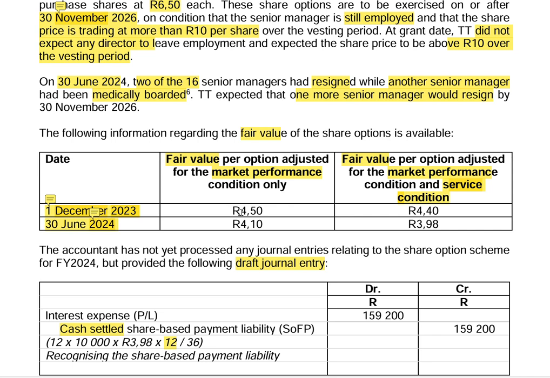What is the other thing that we know about the share price that we can use? The share price that we need to use is the share price that only considers market condition. Why is that so? Because the service condition is addressed by whether people resign or not resign. So for equity-settled share-based payment, the share price that should be used is R4.50.